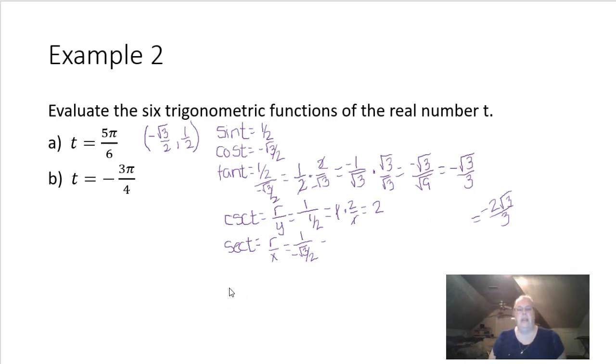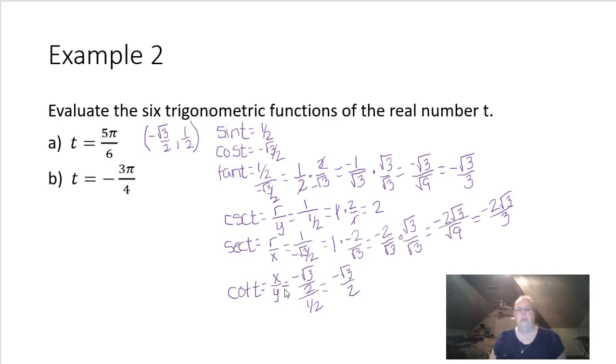And finally, the cotangent is defined to be x over y. That means this time we're going to have negative square root of 3 over 2 over 1/2. Well, this is going to be negative square root of 3 over 2 times 2 over 1, and the 2's are going to cancel. This is going to give me negative square root of 3.